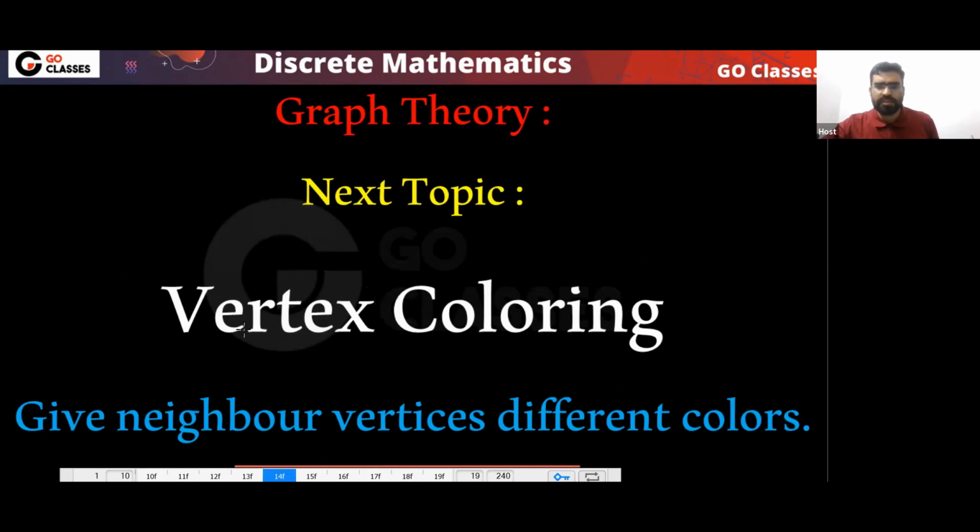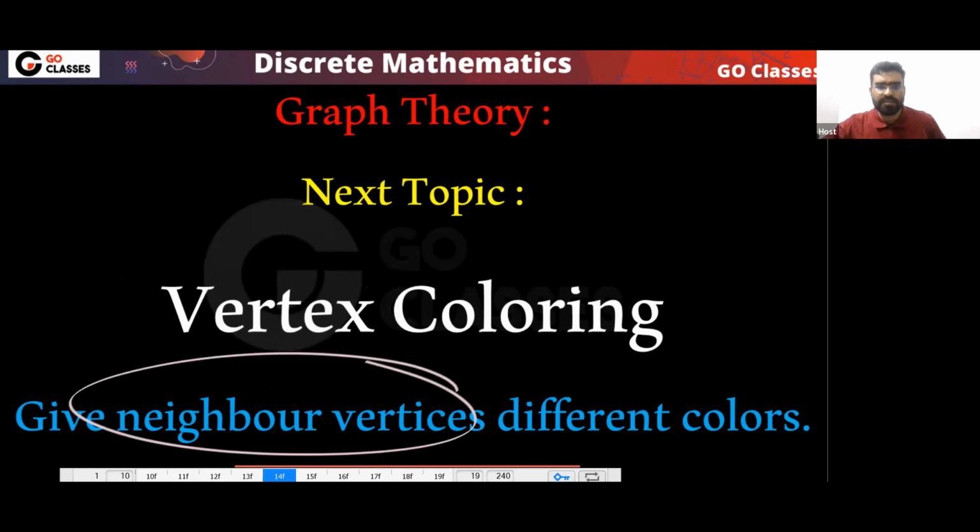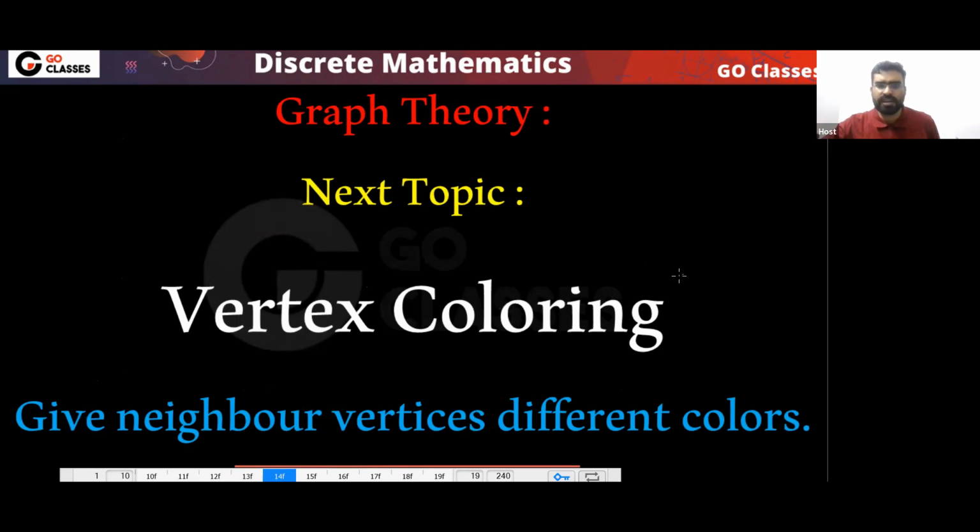You can notice that the definition is very simple. We just have to apply the definition. So please read the definition. Give neighbor vertices different colors. This is the concept of vertex coloring. So we want to color the vertices. To every vertex, we want to give a color. But remember, what should happen? Neighbor vertices, adjacent vertices, they should get different colors. So this is the definition.